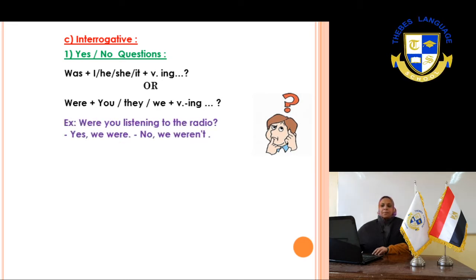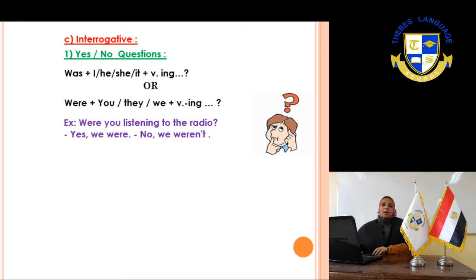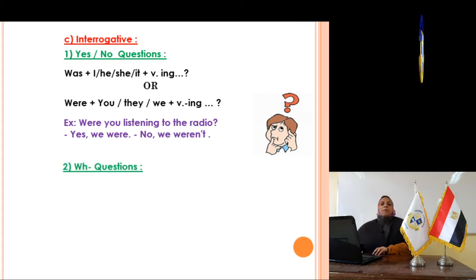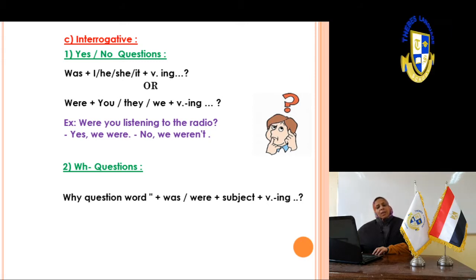Let's see the example. Were you listening to the radio? Because I'm starting the question with the verb was or were, that means the answer will be yes or no. Yes, we were, or no, we weren't. As you all know, the word you in the question is transformed to I or we in the answer.